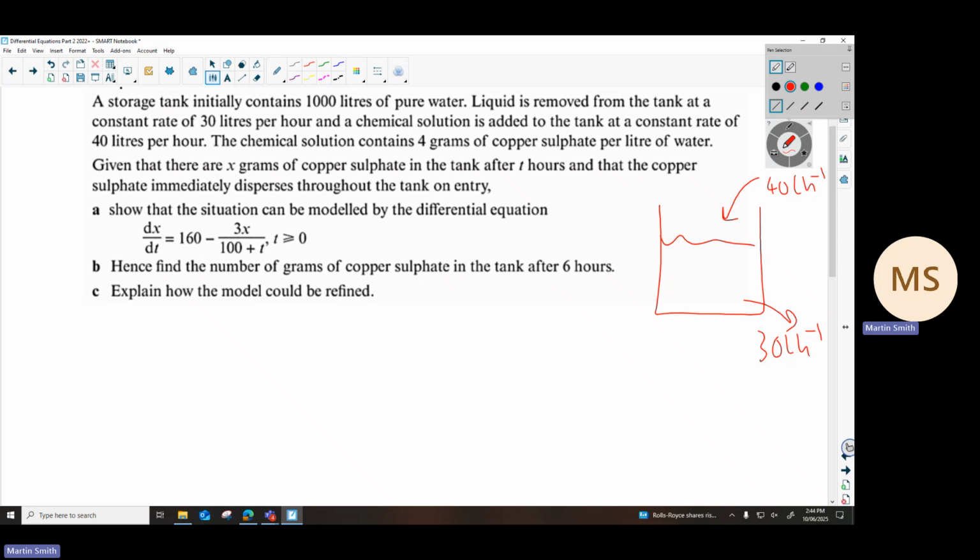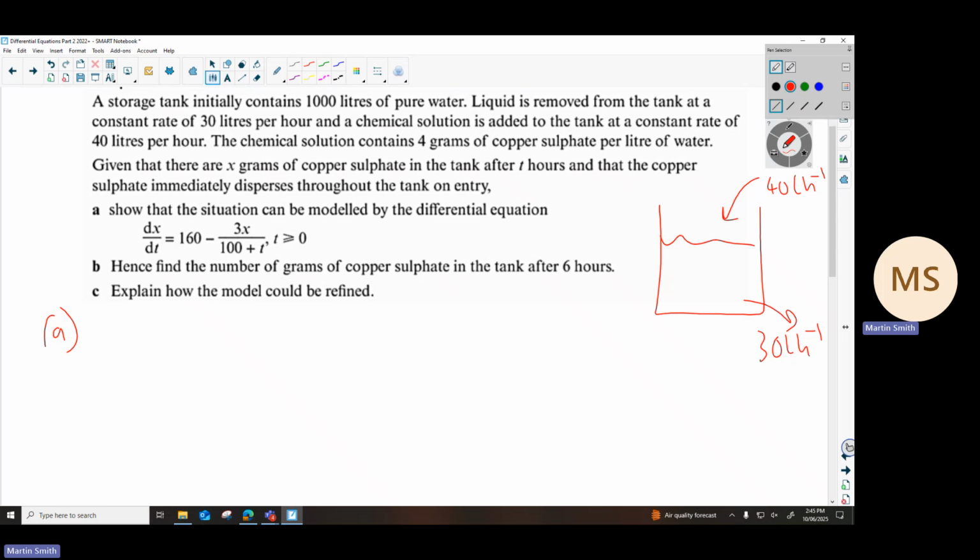And we are told the following. X is the number of grams of copper sulfate in the tank after T hours. We're going to assume that the copper sulfate dissolves instantly and immediately disperses throughout the tank. I've got to show that this situation can be modelled by this differential equation here. dx by dt is (160 minus 3x) over (100 plus t). Now, students, this is not something you're going to write down instantly. In an exam, deducing this differential equation is worth 4 or 5 marks.